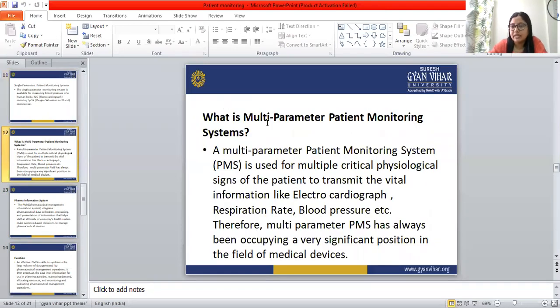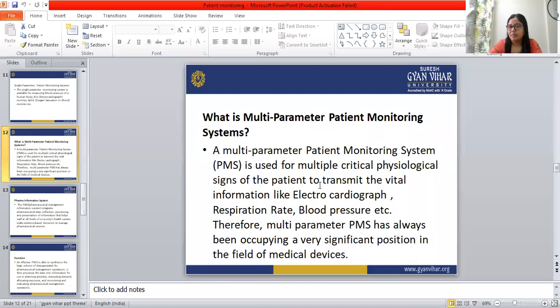Then let's see what is the multi-parameter patient monitoring system, that is PMS, multi-parameter patient monitoring system. This is used for multiple critical physiological signs of the patient to transmit the vital information like electrocardiogram, respiration rate, blood pressure. Okay, we can determine or monitor these all together in one monitoring system.